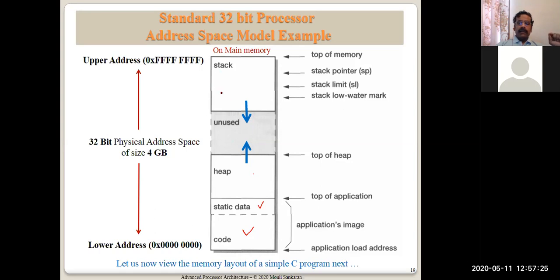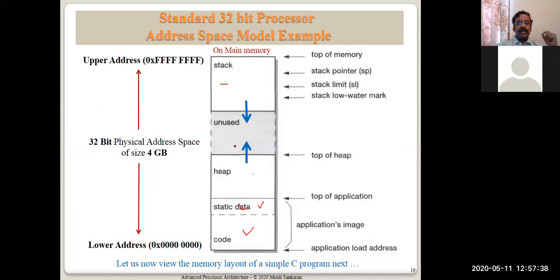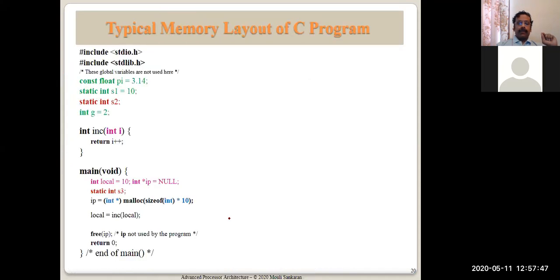Remember that any variable, if it is a local variable, it will be here. Any global static variable is going to be here. And heap and stack, they grow dynamically while the program is executing. So this is the total physical address space of a processor.